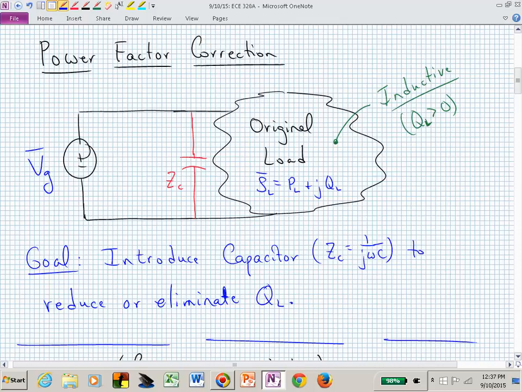Power factor correction. What are we doing? We have some original load, and that might be 3 or 4 different loads or 10 different loads all combined into what I'm labeling in this cloud as your original load. We're assuming that that is inductive, and now we are trying to essentially reduce or eliminate that positive Q by introducing this capacitor, this Z sub C. That's the idea behind power factor correction.